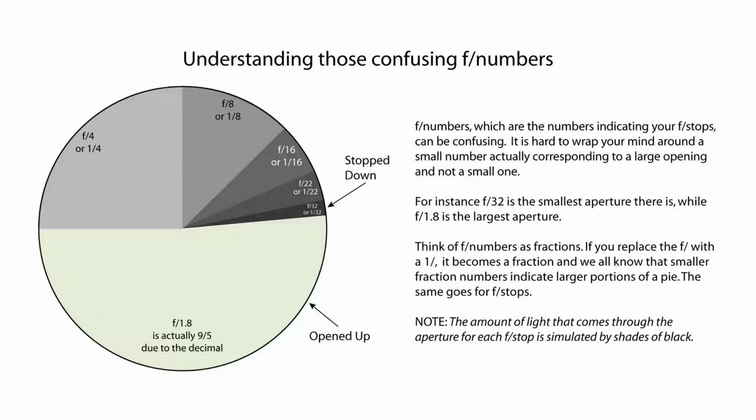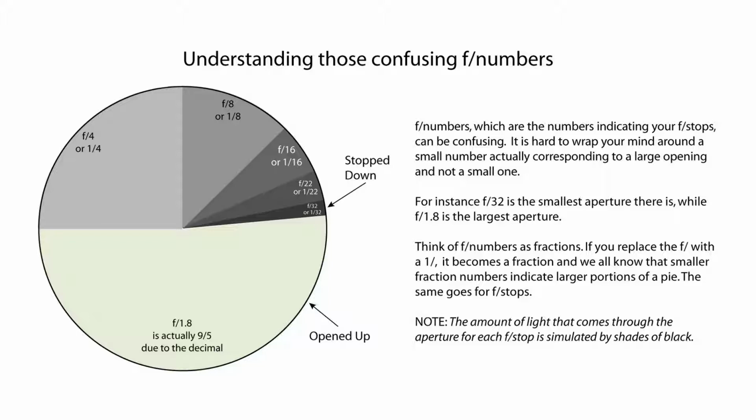So F numbers, which are the numbers indicating your f-stops, can be confusing. It's hard to wrap your mind around the small number actually corresponding to a large opening and not a small one. For instance, F32, which is the smallest slice on this pie chart and the darkest one, because of course a small aperture lets in less light, while f1.8, which is the lightest and largest section of this pie, is the largest aperture.